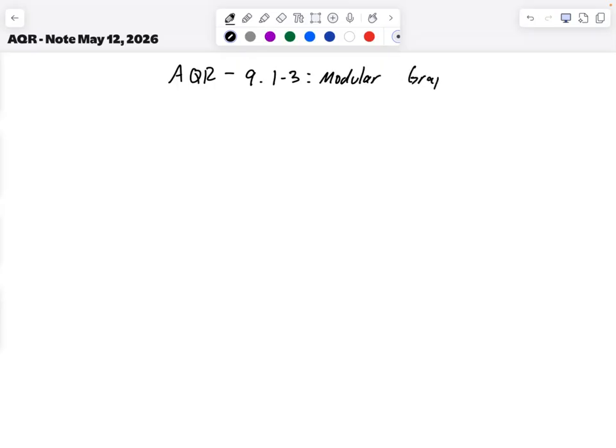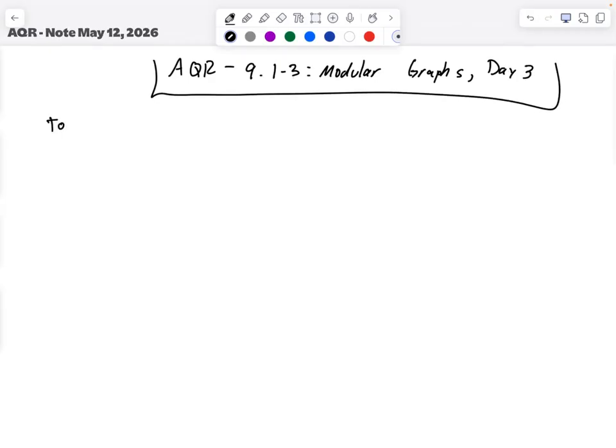Modular graphs, day 3. So today, we are going to be doing mod 20. And I've given you some graphs in there to do mod 20.